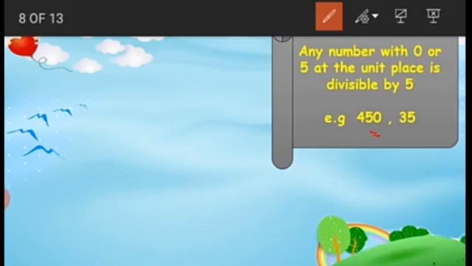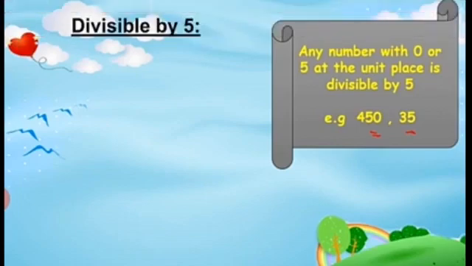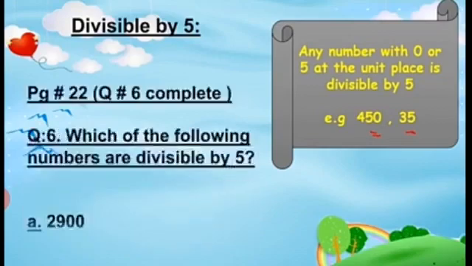So it is divisible by 5. And in 35, the units place is 5, so it is also divisible by 5, as the units place should be 0 or 5. Okay. Now let's start the copywork of divisible by 5.